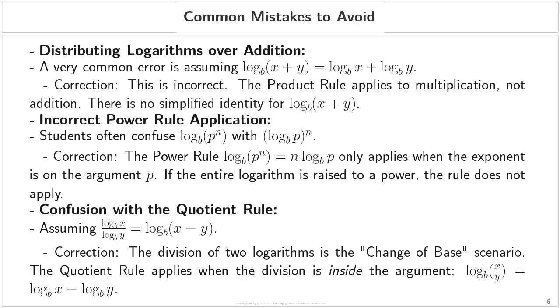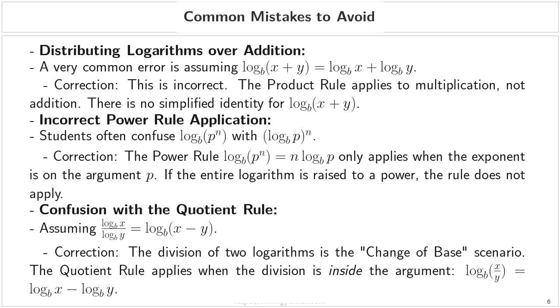Finally, there is often confusion regarding the quotient rule. You might be tempted to assume that the log base b of x divided by the log base b of y is equal to the log base b of the quantity x minus y. This is a significant error. Dividing one logarithm by another is actually a change of base scenario, which we just covered in the previous slide.